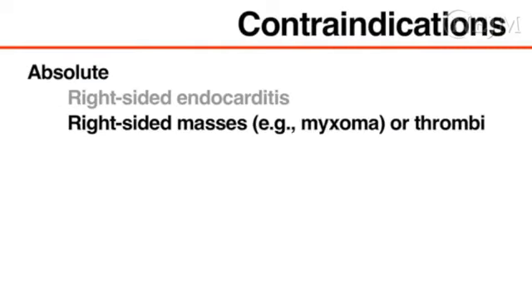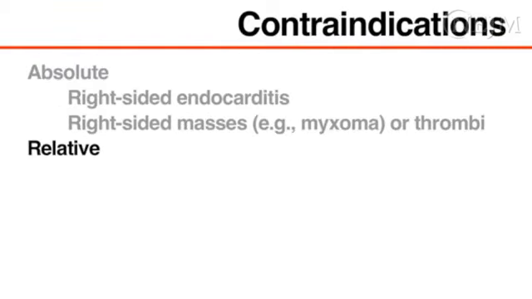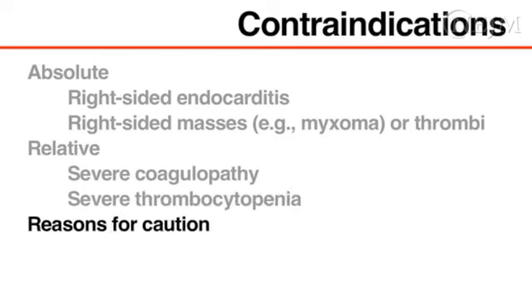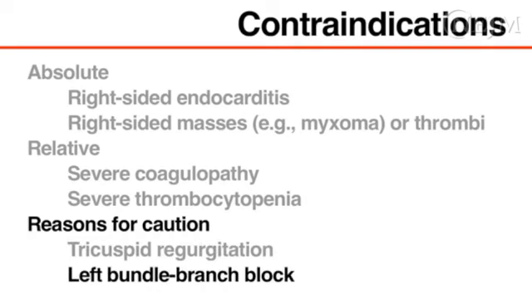Absolute contraindications include right-sided endocarditis or right-sided intracardiac masses or thrombi. Relative contraindications include severe coagulopathy or thrombocytopenia, which may complicate sheath placement and should be corrected before the procedure is performed. Exercise caution and consider using fluoroscopy in patients with tricuspid regurgitation, which makes catheter passage more difficult, and in patients with left bundle branch block, in whom catheter passage may induce complete heart block.